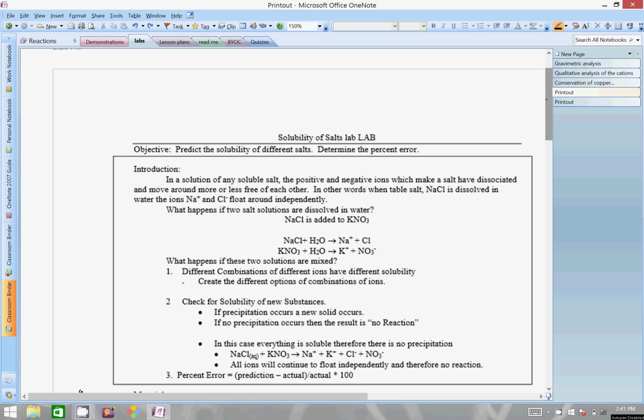So we have essentially the objective: predict the solubility of different salts and determine percent error. We're going to spend some time predicting all of the solubilities of these chemical reactions. Then we're going to do a percent error based on what we had happen versus what we thought would happen.